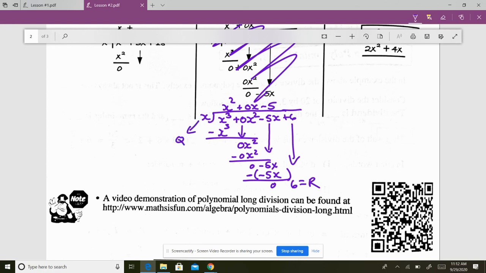X is your divisor, and that thing is your quotient. So if you're going to write it as p is equal to dq plus r, the divisor is x. The quotient is x squared minus 5. I'm going to leave out the 0x. And the remainder is 6.